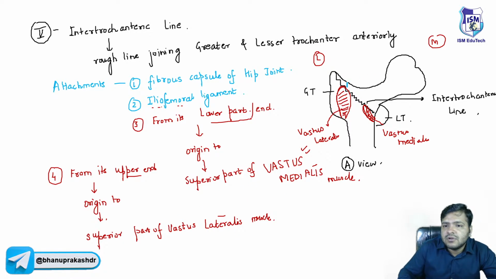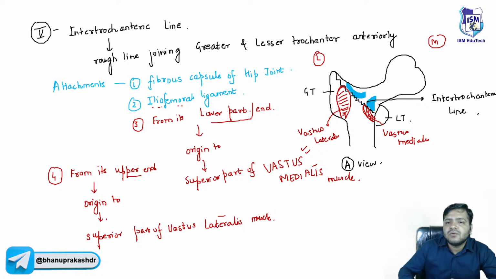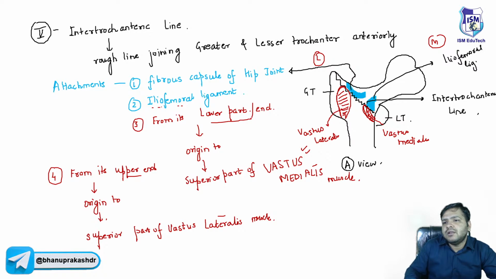Remember beta, we have the two ligaments which are originating from over here only. So remember this one, we have the fibrous capsule of the hip joint. I am saving my time, it is the fibrous capsule. And this blue one, beta, remember, it is the iliofemoral ligament.